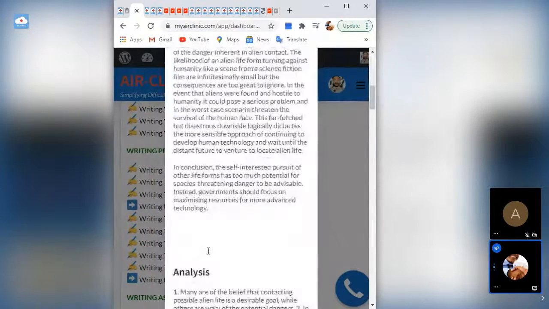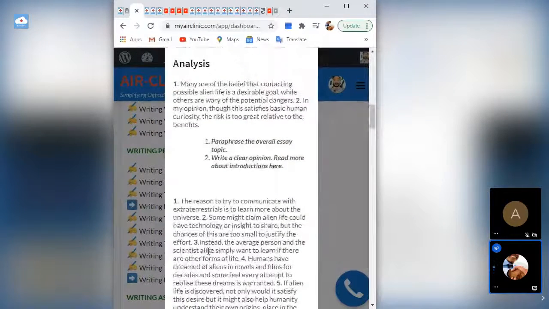Now let's analyze everything that he did. I've already analyzed it for you, but we can go over the analysis again. There are two sentences in the first paragraph. I told you that the first paragraph is an introductory paragraph. The first sentence is to paraphrase the overall essay topic. That's the same thing we did in writing task 1. You always paraphrase. Write it in your own words. Don't copy and paste the topic they give you. Just rewrite it in your own words, and put it there.